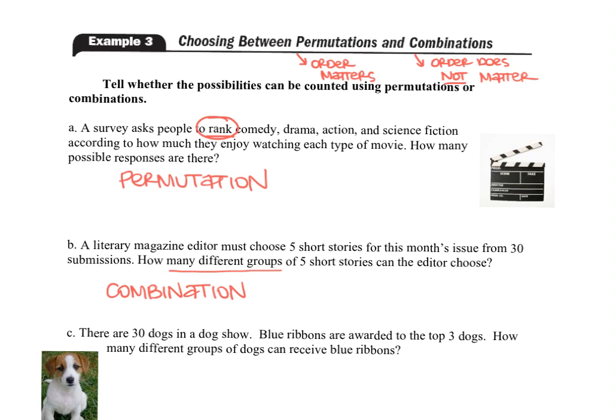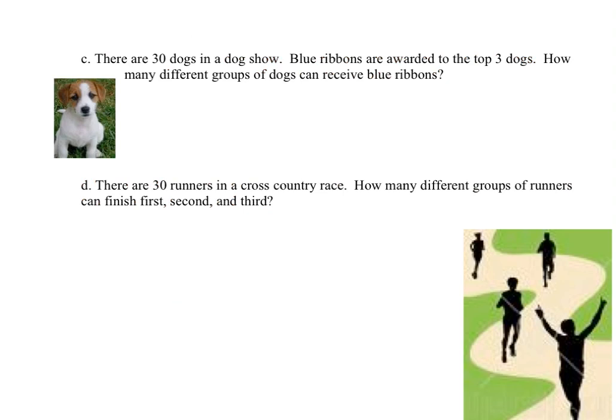Why don't you pause the video real quick, try to read C and D, and see if you can determine which is which, and then press play. All right, C says that there are 30 dogs in a dog show. Blue ribbons are awarded to the top 3 dogs. How many different groups of dogs can receive blue ribbons? If you said that this is a combination, you are correct.